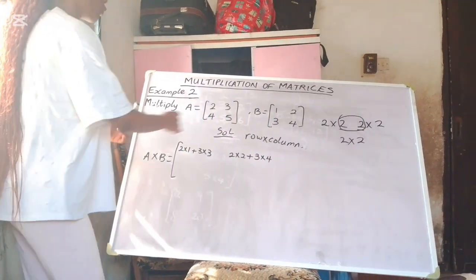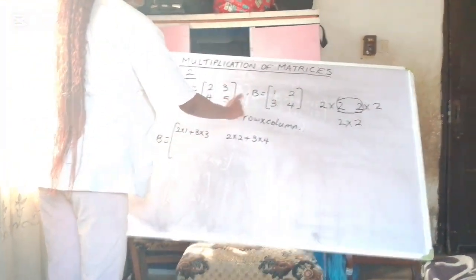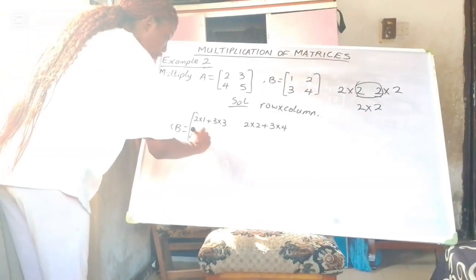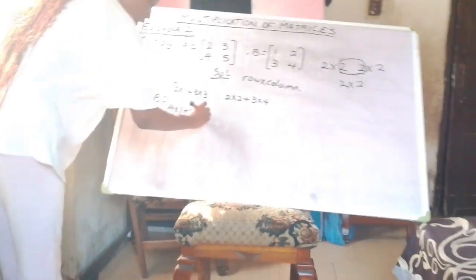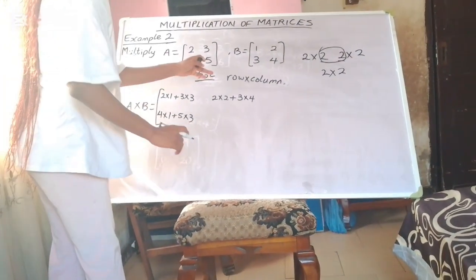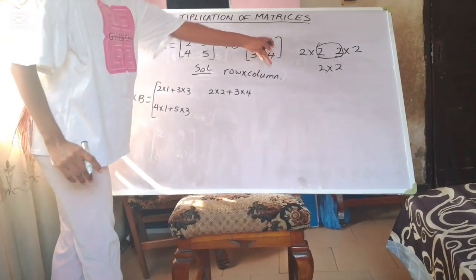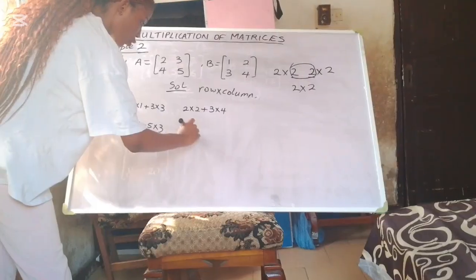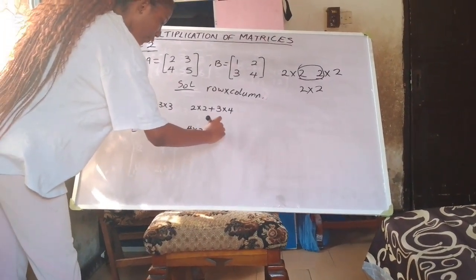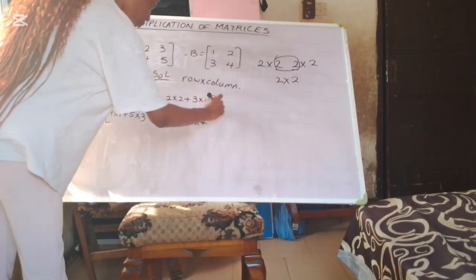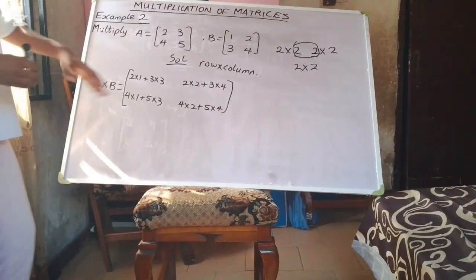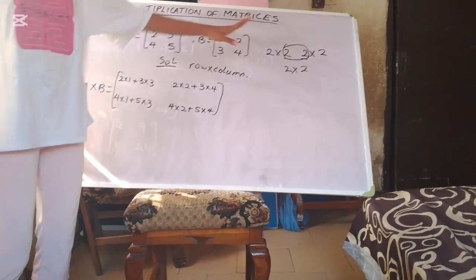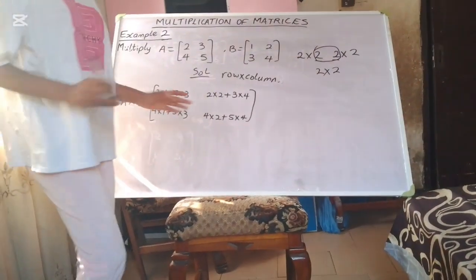So in the second row, you'll be doing 4 times 1 plus 5 times 3. Then the other entry will be 4 times 2 plus 5 times 4. As you can see, this is going to give us a 2 by 2 matrix, so our resultant is going to be correct.